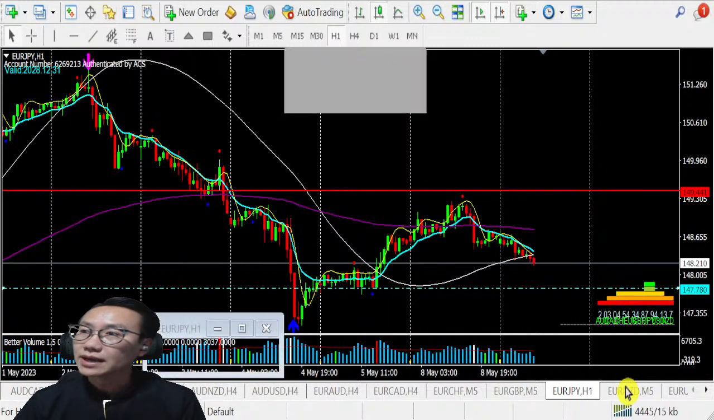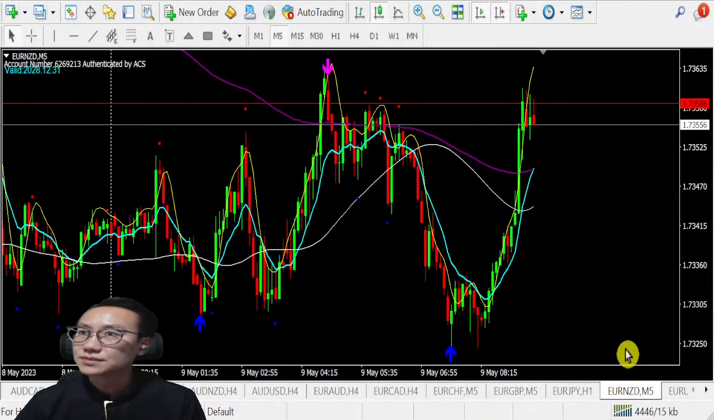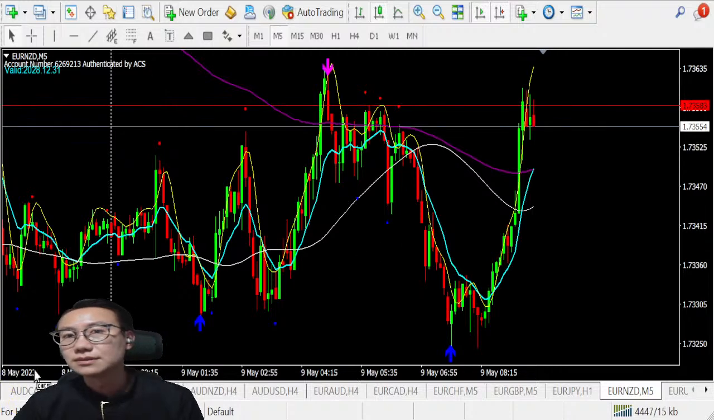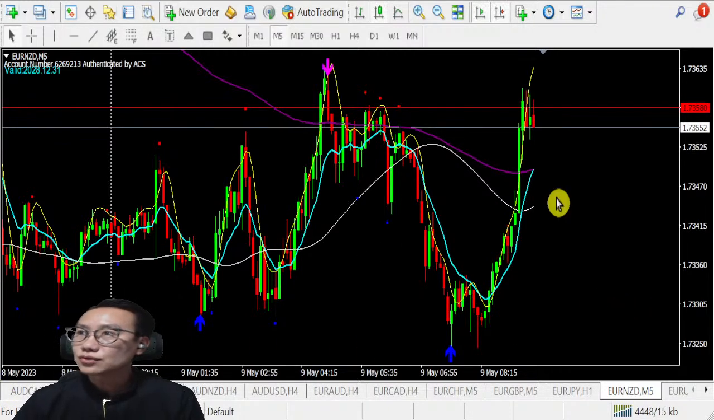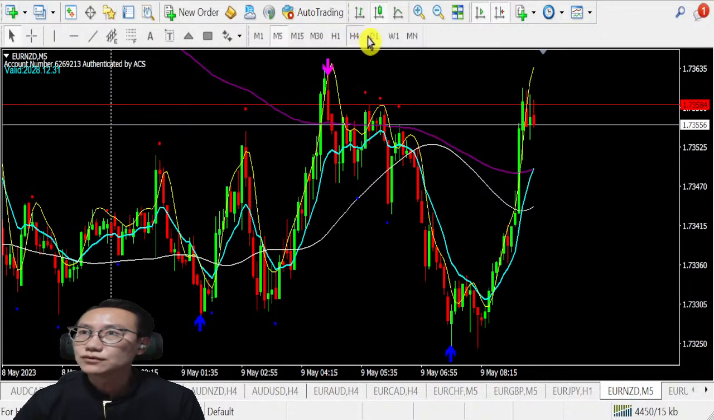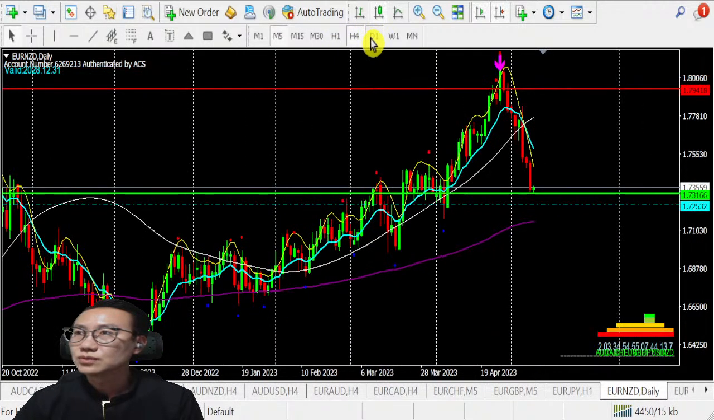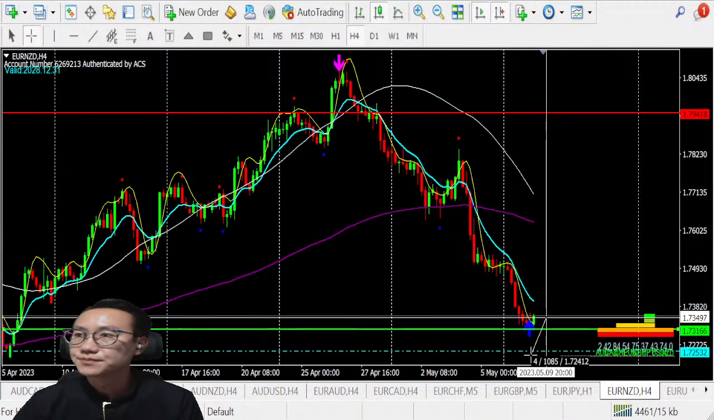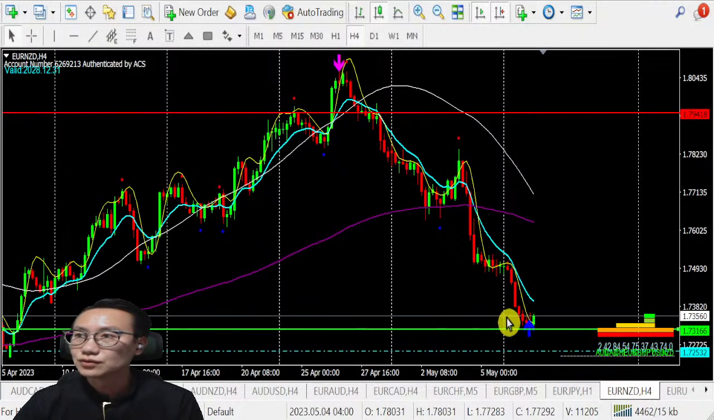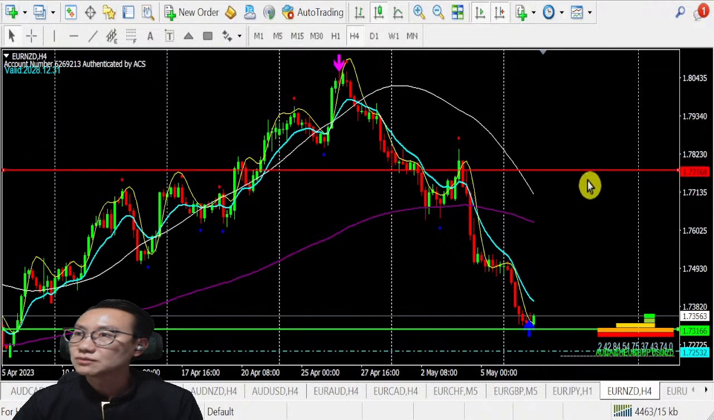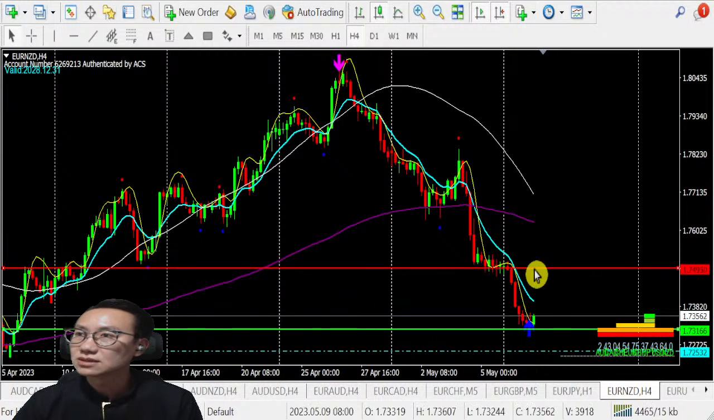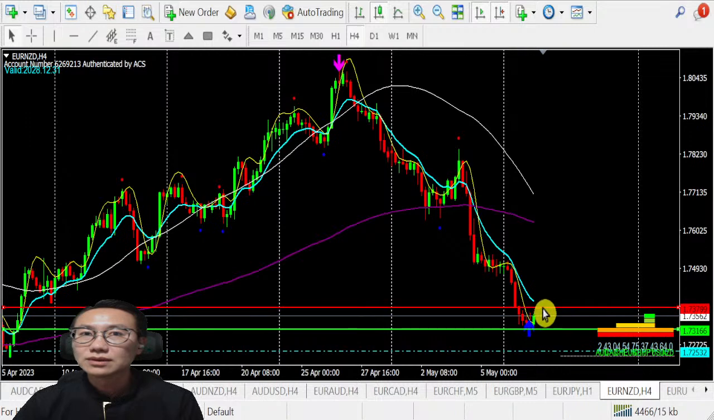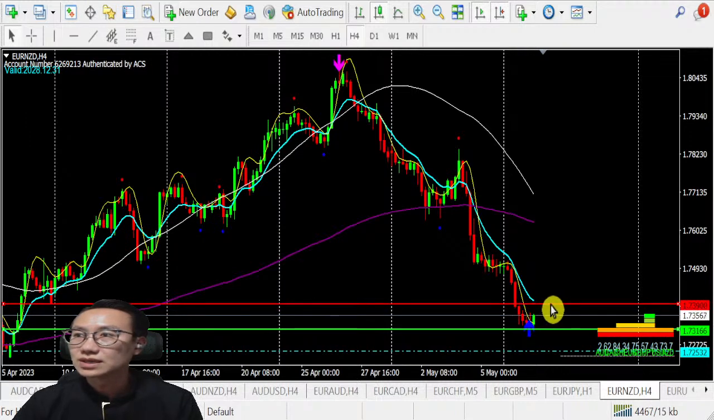Okay, let's take a look. Euro Kiwi looks good, but we are very near to the support right now. It looks like we still have over 100 pips to go for Euro Kiwi. You can see from the resistance here, it started to sell down. Will it actually continue the selling down?